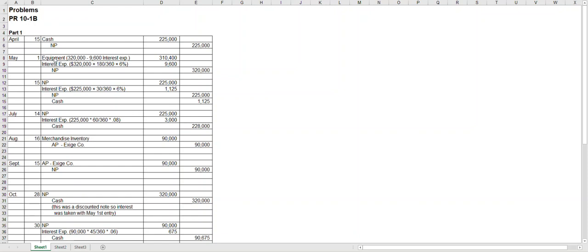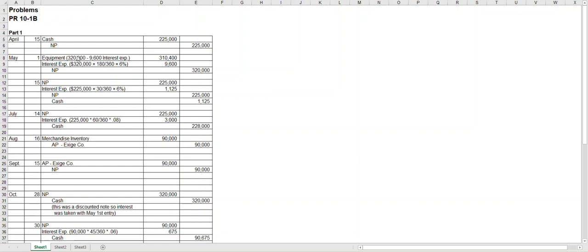So let's say that you buy equipment on a notes payable. With a regular interest bearing, if the equipment was $320, you would debit equipment for $320 and credit notes payable. But this time it said it was discounted at 6%. So what I will do is I will take the interest expense now at the time I buy the equipment. I'll calculate it the same way. $320,000, it's going to be for 180 days divided by 360 at 6%. So my interest expense will be $9,600.